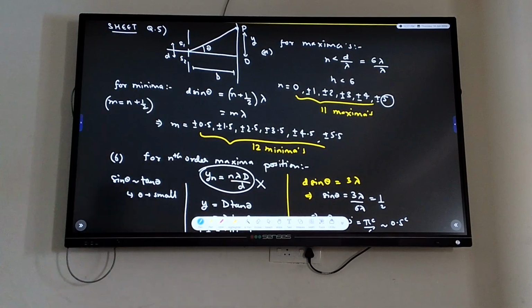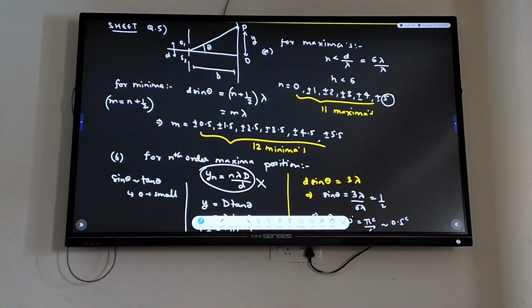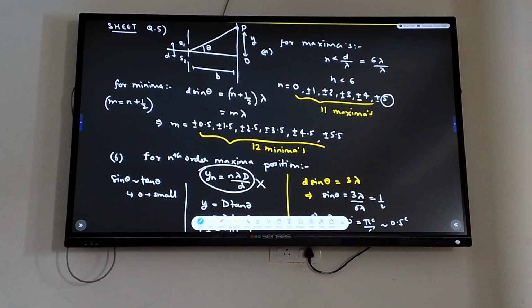Copy. No, I will make the diagram again. Yes, understanding? Why are you not writing? Number of maximas? Write, write, quickly write.